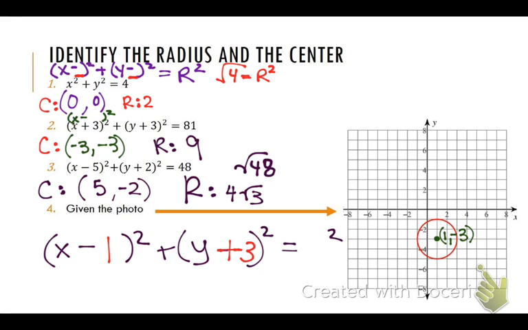And then my radius. The radius is the distance from the center to the edge. What is the distance from the center to the edge all the way around? How many? Wait. 2. 1, 2. 1, 2. 1, 2. Yep. To the edge of the circle is 2. So, what's 2 squared? 4. So that would be the equation.